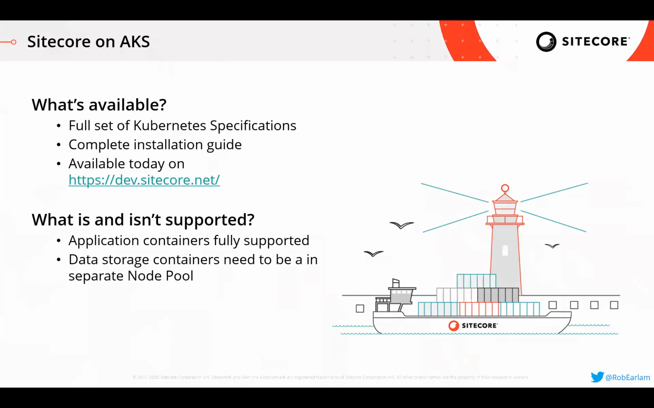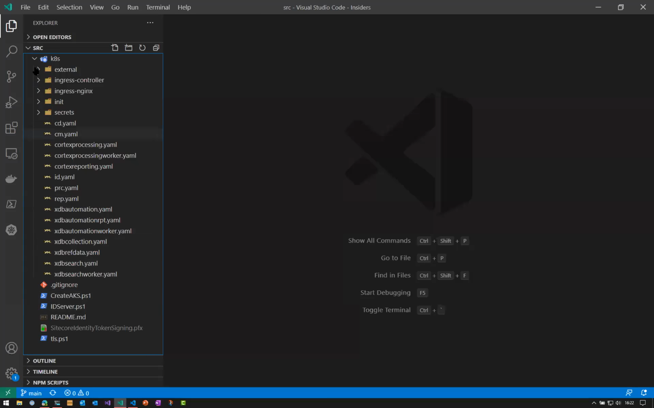Okay, I've waffled on for a little bit about that. I think it's time we saw some of this in action. So I'm going to hop over and load up VS Code. I've got a solution here, and we can see I've got this Kubernetes folder. In here, I have a series of specification files, and these define all the different objects that I need to run to stand up a Kubernetes instance in AKS. I'm just going to talk through some of them. I'm not going to go through all of them because there's heaps.